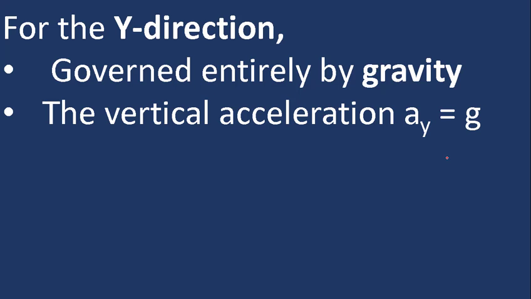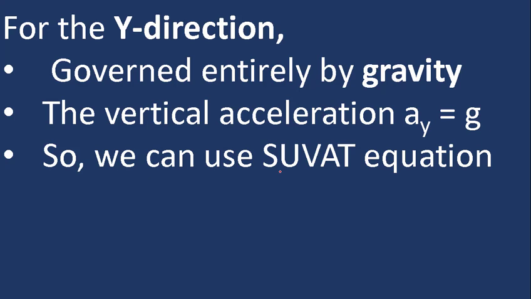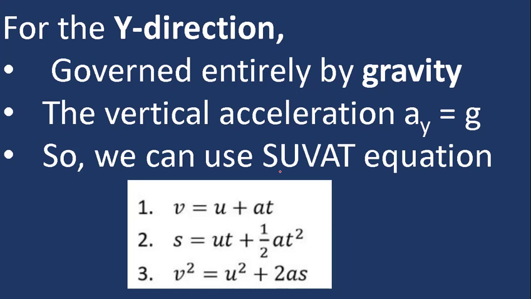Now for the y direction, the vertical motion. This is governed entirely by gravity. And the vertical acceleration, you know, is acceleration due to gravity, g. And since we have constant acceleration in this case, we can use the three basic SUVAT equations as shown over here. Of course, you could add the suffix y everywhere, wherever you need. And remember that uy is equal to u sine theta. So, this is how we handle the motion along the x-axis and the y-axis.